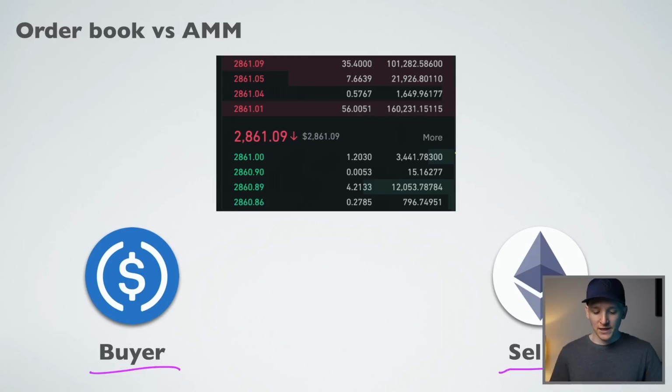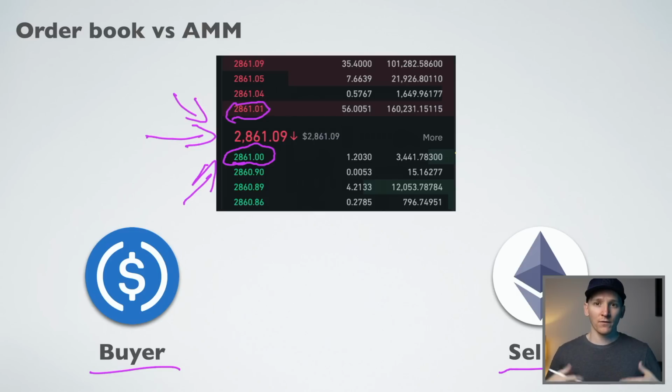The point that they match up at is right here in the middle. Obviously, you have all these buyers right here, as you can see. So 2861 is the best bid, and 2861.01 is the best offer. So you have sellers on the top, buyers on the bottom. When that price actually meets, that's when a trade goes through, and that is when you trade.